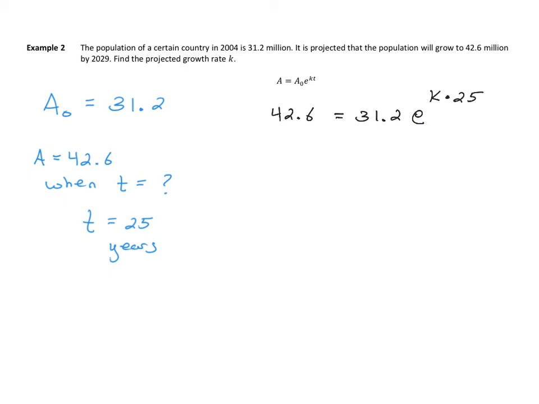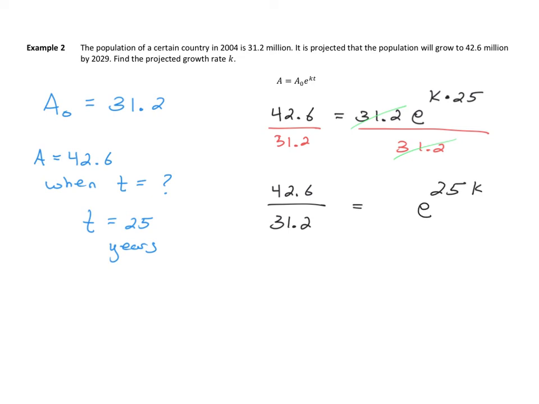What I'm going to do is divide both sides by 31.2. So 42.6 divided by 31.2. I get a decimal that goes on forever, so I'm going to actually just leave it as a fraction. Here I know they cancel, so on my left side, I'm just going to put 42.6 divided by 31.2. And that's equal to e to the, well, that's really 25 times k. I like putting the thing I'm solving for second.